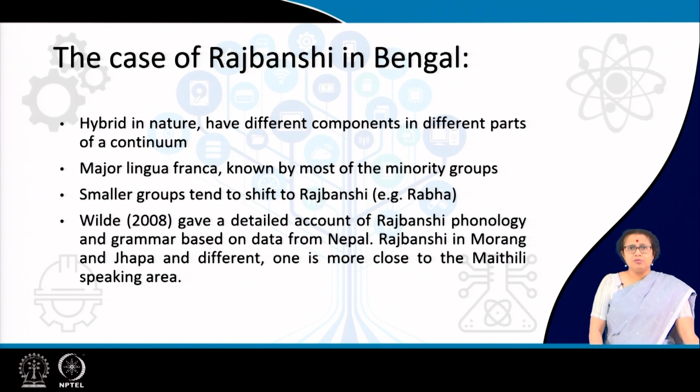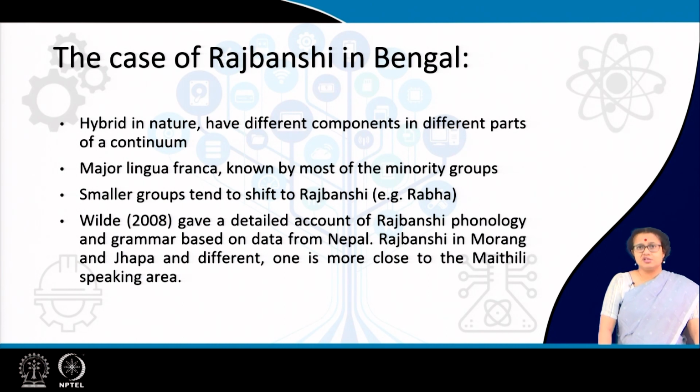So, it is known by most of the minority groups, and smaller groups tend to shift to Rajbongshi. For example, Rabha, which is a Tibeto-Burman language, which is spoken widely in Assam, Meghalaya, and also in West Bengal. So, Rabha speakers are shifting to Rajbongshi now, which is of course a minority group in West Bengal.